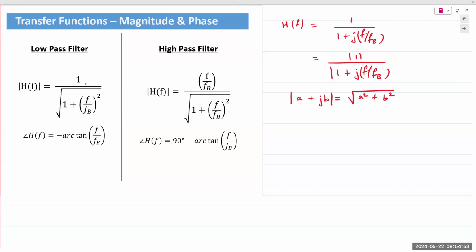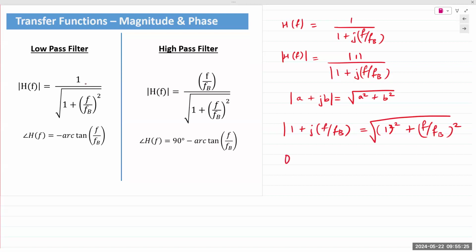And hence, if you try to find the magnitude of H of f, obviously the numerator magnitude of 1 simply remains 1, but the magnitude of the denominator would be the square root of 1 squared plus f over fb squared. That's where it comes from.